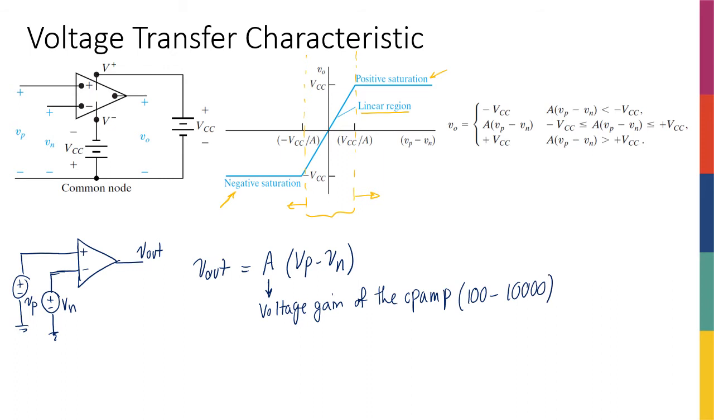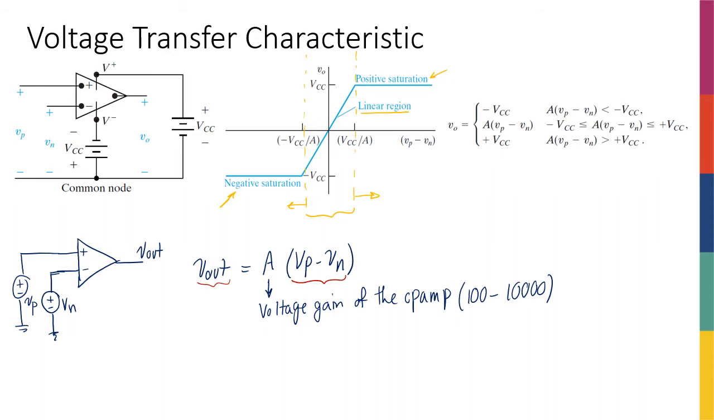What does it mean? It means that it takes the difference between the voltage at the positive input and the negative input, multiplies it by a big number, and then puts the result at the output. That is why it's called an amplifier. It amplifies the difference between the two inputs. So it's a differential amplifier, meaning it has a positive and a negative input, and it amplifies the difference. It doesn't amplify Vp or Vn, it amplifies the difference between them.